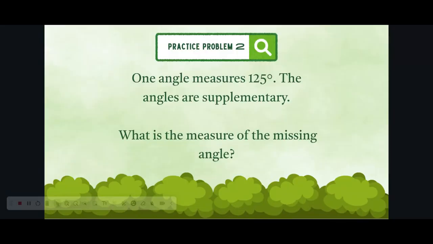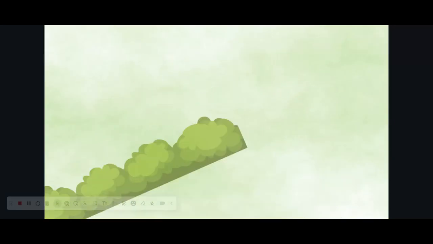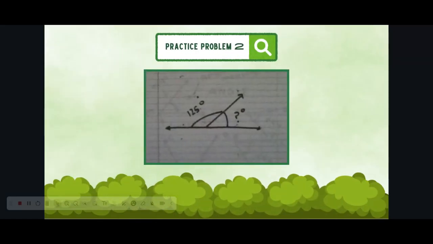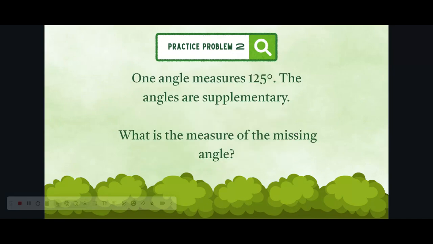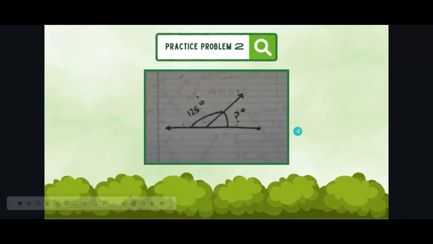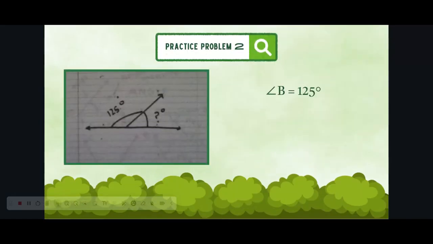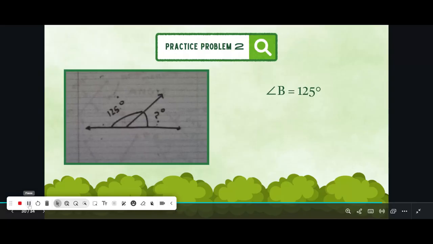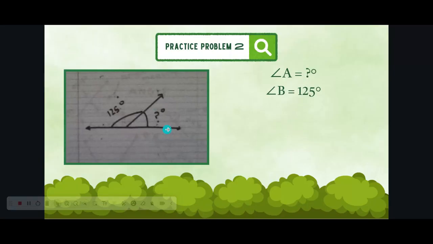Practice problem number 2. One angle measures 125 degrees. The angles are supplementary. What is the measure of the missing angle? So we drew our diagram right here, and we found that 125 degrees and question mark degrees. We drew it like a straight line because they said in the problem that this was supplementary. Angle B equals 125 degrees. Angle A equals question mark degrees.